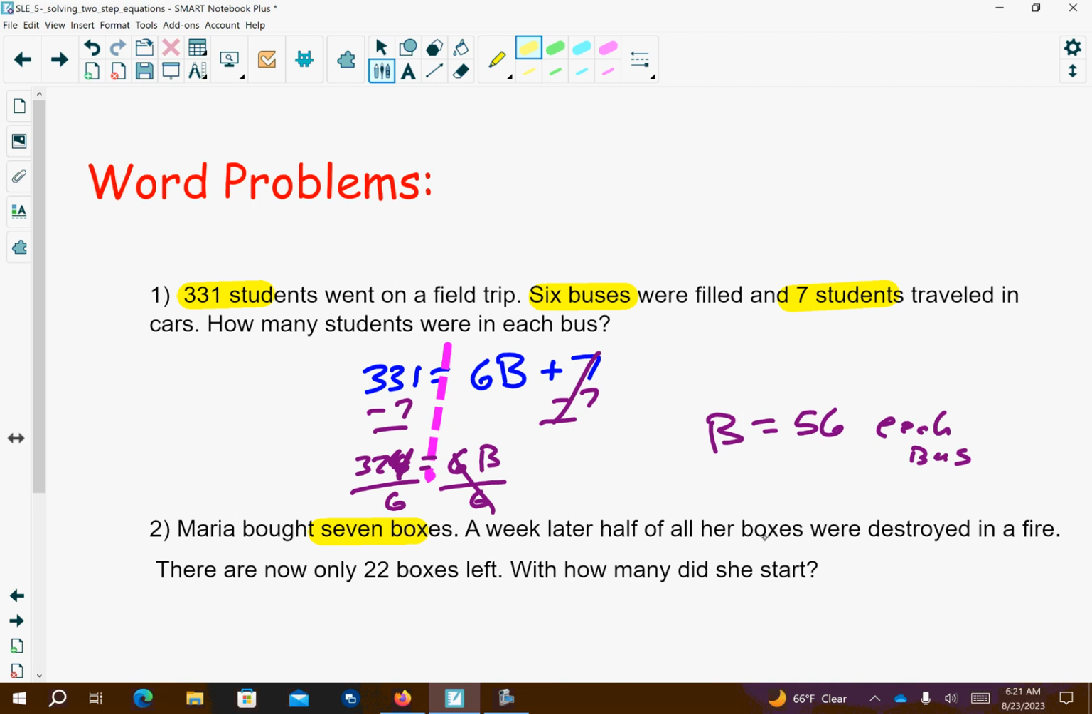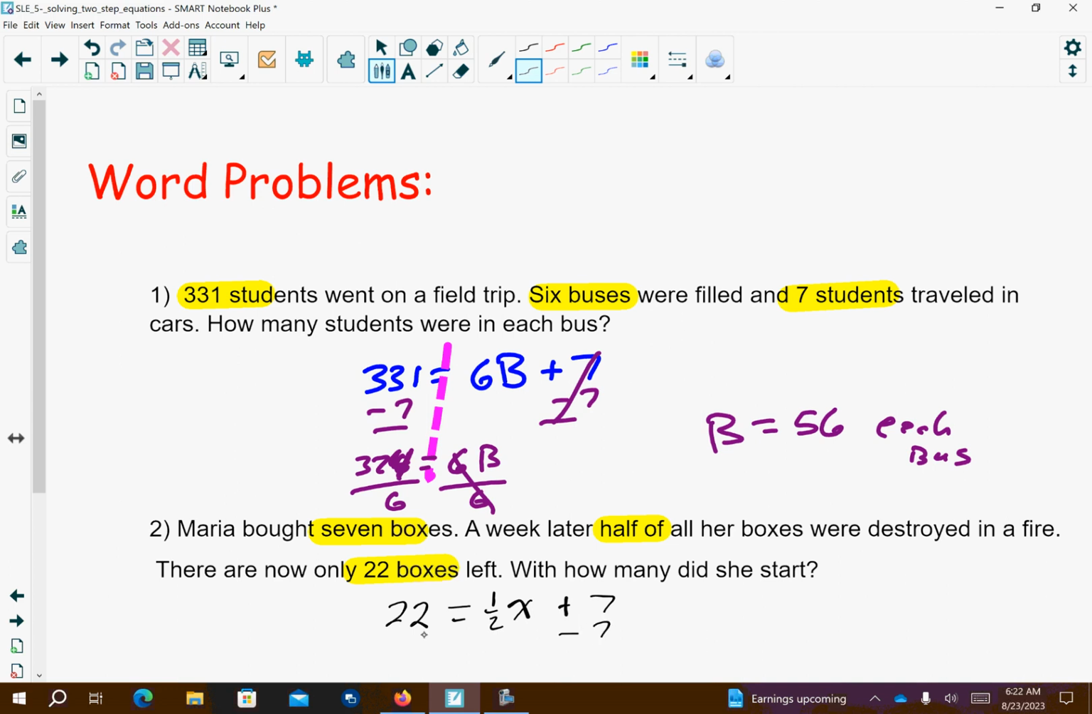Later that week, half were destroyed in a fire. So now she only has 22 left. Okay, so how many boxes does she have at the end? She has 22 boxes. Okay, she bought 7 more boxes, and we had a certain amount that were there. So half her boxes were destroyed in a fire. There we go with that.